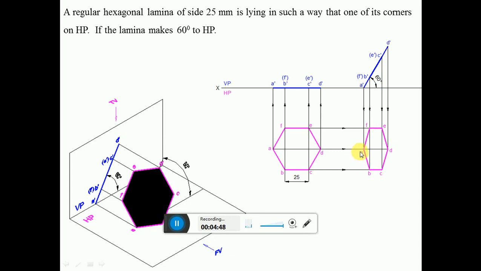Then join A, B, C, D, E, F, which becomes a hexagon, which is going to be the apparent shape.